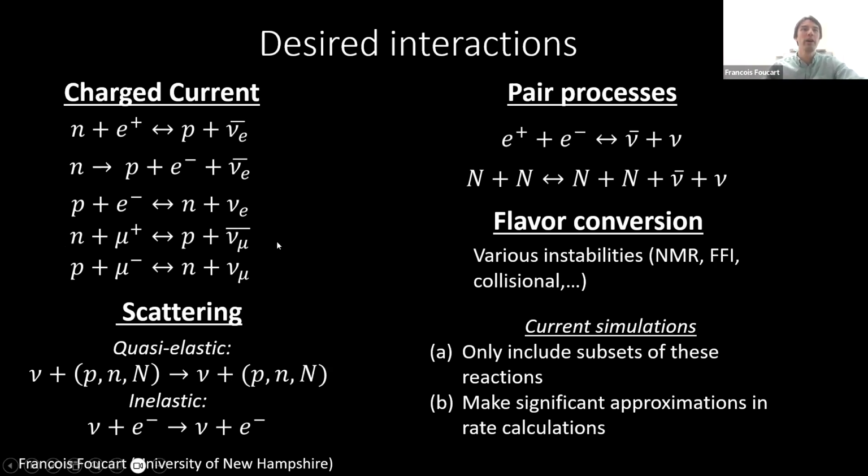But this requires evolving, in addition to the electron fraction, the muon fraction, and keeping track of two different compositions in your simulations, which most codes are not currently equipped to do at the moment.